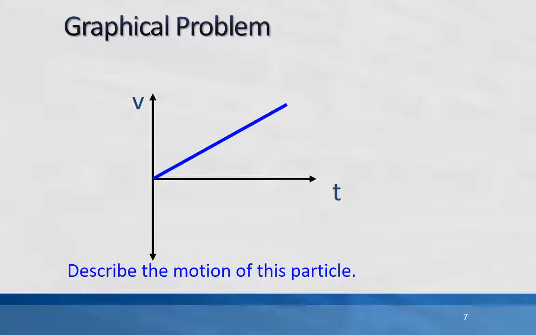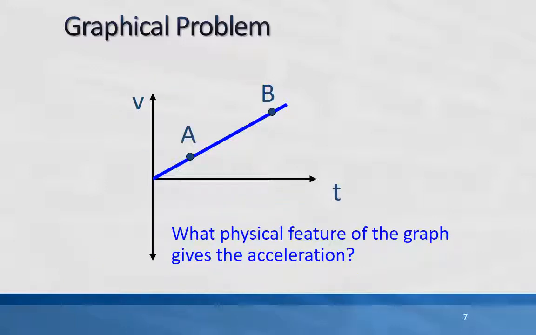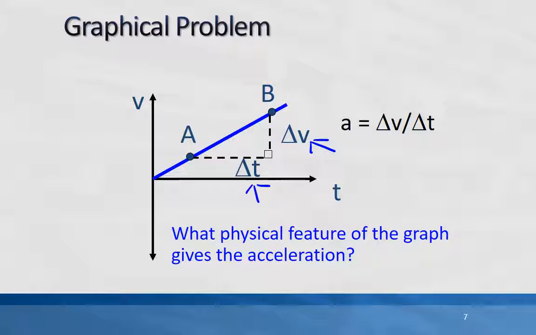So if we look at this one now, over a period of time, 1 second, 2 seconds, 3 seconds, the velocity is getting faster and faster and faster. So in this case, the velocity is increasing. It's getting faster, therefore it's accelerating. So what physical feature of the graph would actually give us acceleration? Again, it's going to be the slope. Our rise now, though, is velocity, and our run is time. So slope equals rise over run. And our rise is velocity, our run is time, and we can get the acceleration, how much faster it's getting.